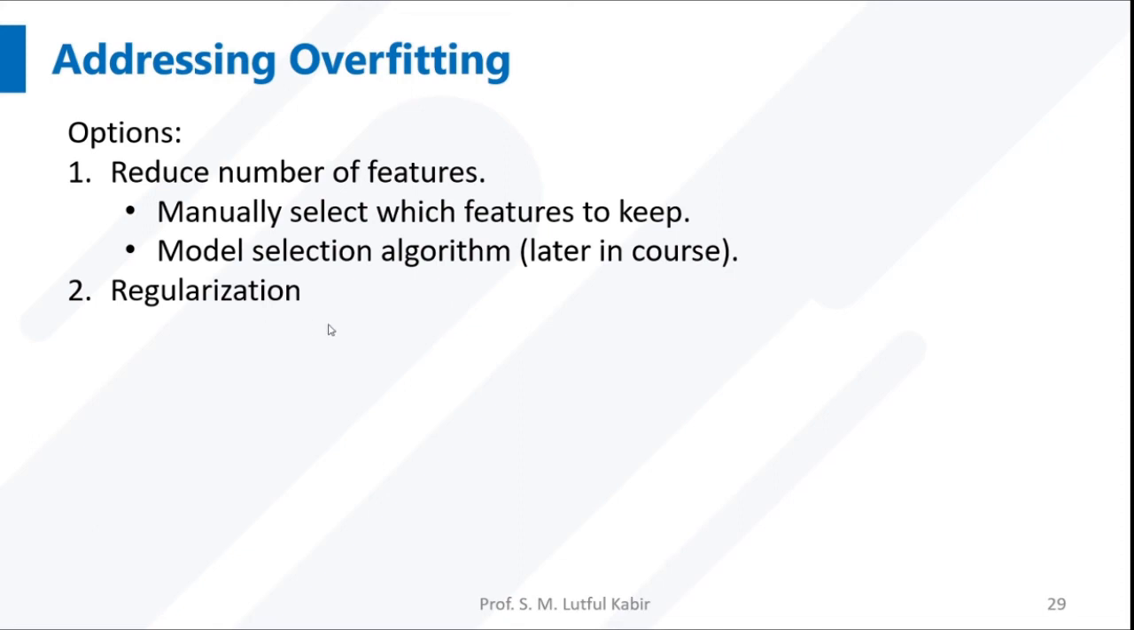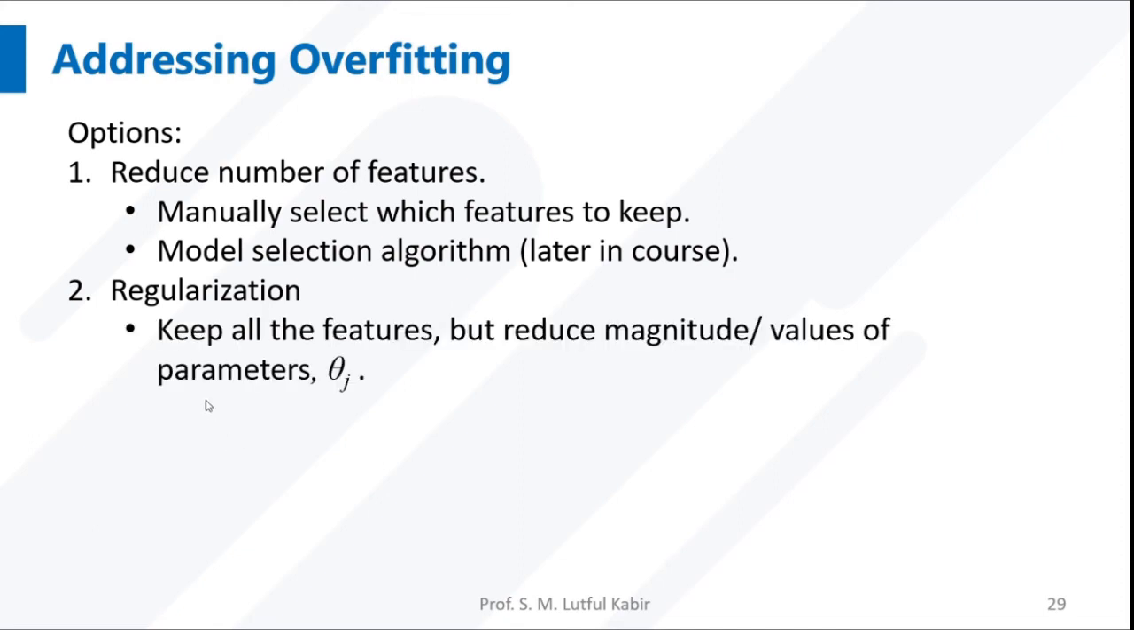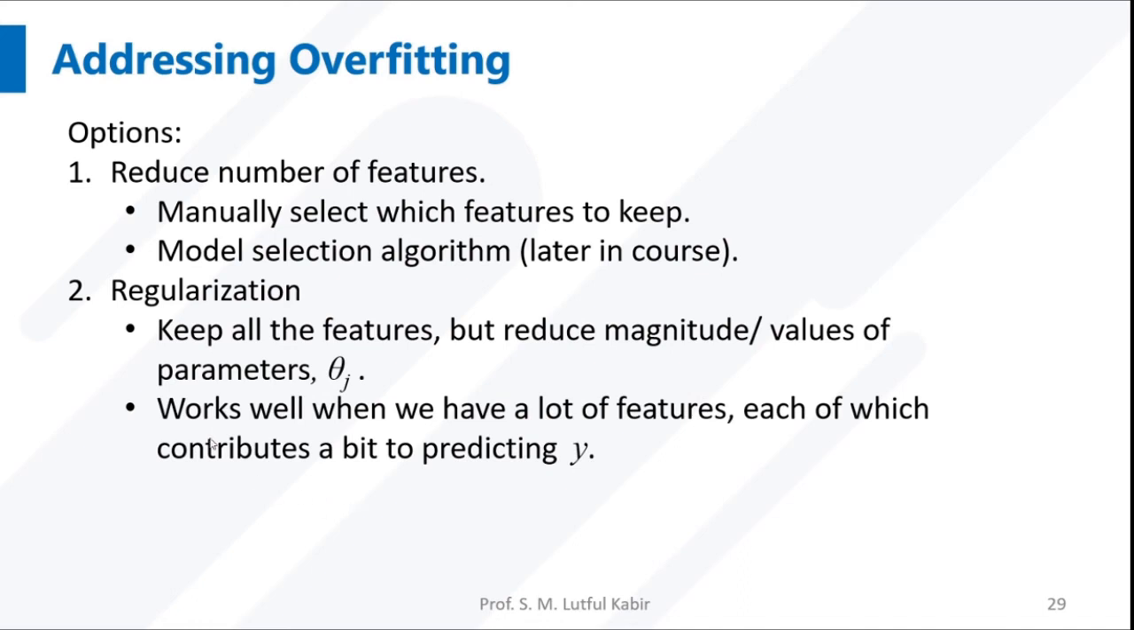The other option is called regularization, which is the topic that we want to discuss. The idea is to keep all the features but reduce the magnitude of the values of the parameters theta j. Through the mathematical formulation, you can keep all the features with less or more importance; the degree of importance you can vary. It works well when we have a lot of features, each of which contributes a bit to predicting y. You are not removing anything, so all features are considered, but some features will contribute more in deciding the price, and some may contribute less.